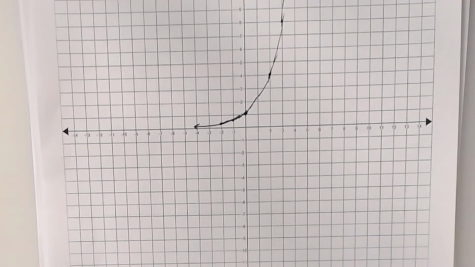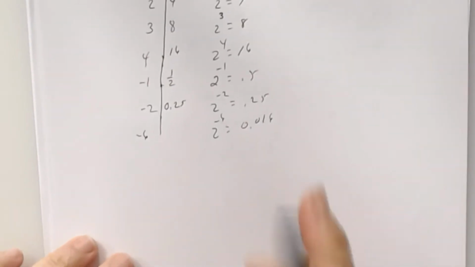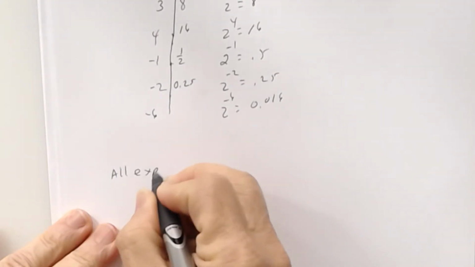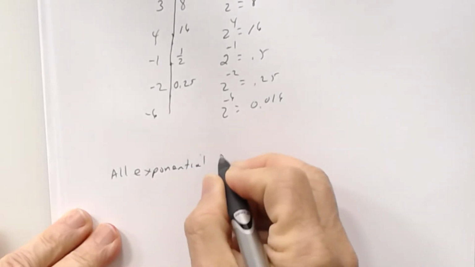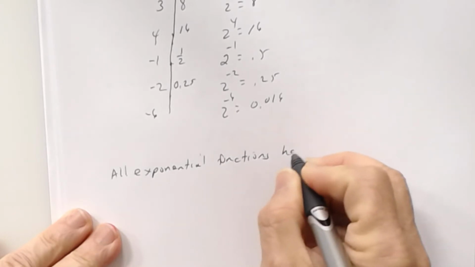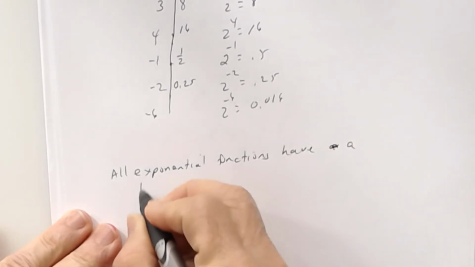So that x-axis is called, here's a new word for you. You may want to listen. Now I'm going to ask you this: is the x-axis horizontal or vertical? Horizontal. So all exponential functions have what's called a horizontal asymptote. Now, I did not say what you think I said. You might want to spell that out. So all exponential functions have a horizontal.